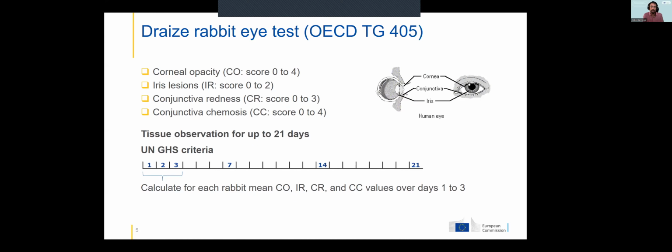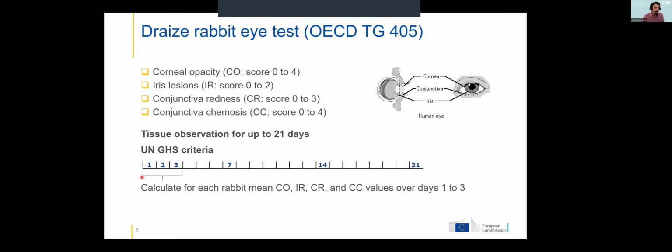So how does the Draize eye test work, as described in OECD Test Guideline 405? According to the UN GHS classification, there are 4 endpoints that are analyzed in the Draize eye test: corneal opacity, iris lesions, conjunctival redness, and conjunctival chemosis. And these are scored according to the scores you see here.